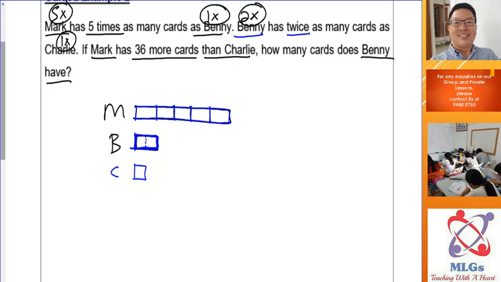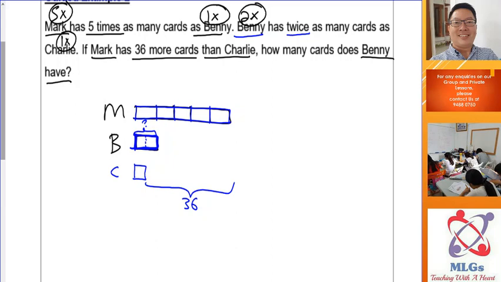If Mark has 36 more than Charlie, draw an arrow sign. What are the essentials of your model drawing? You must have labeling, you must have an arrow sign, and the arrow sign will tell you Mark has 36 more than Charlie. How many cards does Benny have? You can see that if I separate the rectangles for each person, I do not restrict myself from drawing. I can have some space to put the question mark for Benny. So it's a good idea not to join their rectangles together. Otherwise, your drawing gets restricted, and you can't do much with your drawing.